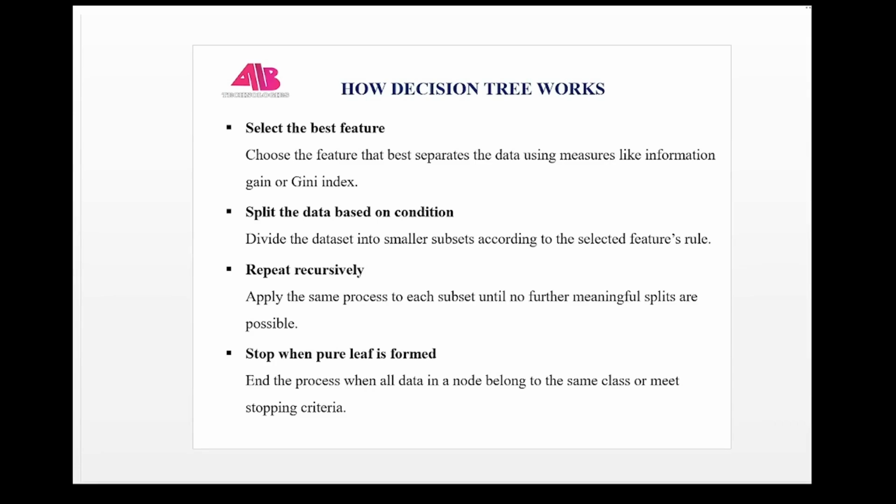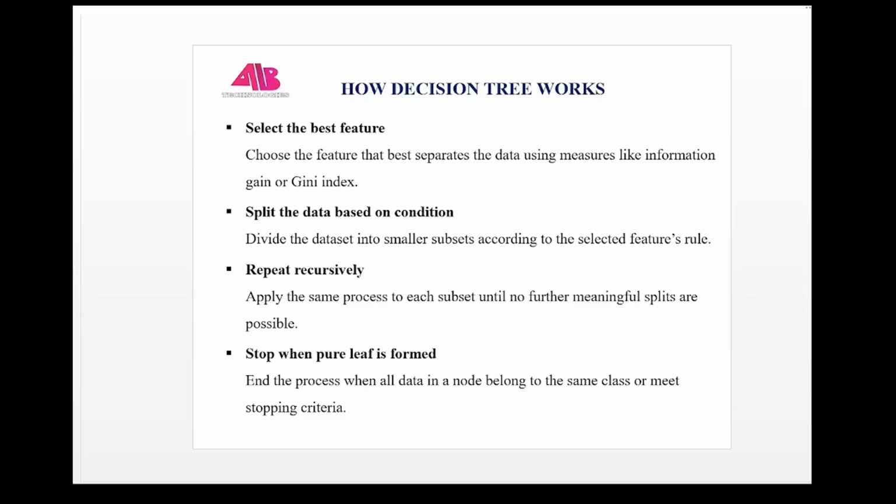Next, split the data. Once the best feature is selected, the tree splits the data based on a condition. For example, study hours greater than 5, so the answer is yes or no. Based on the condition, the data is divided into smaller groups.